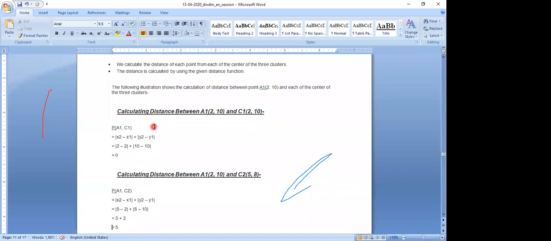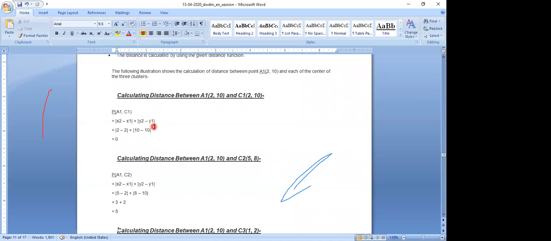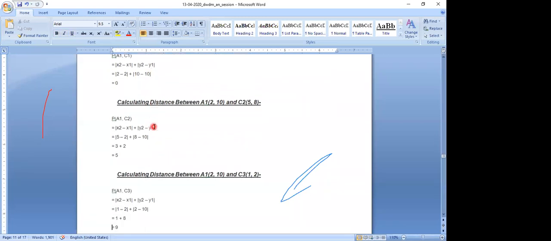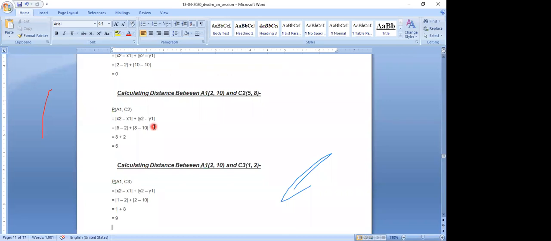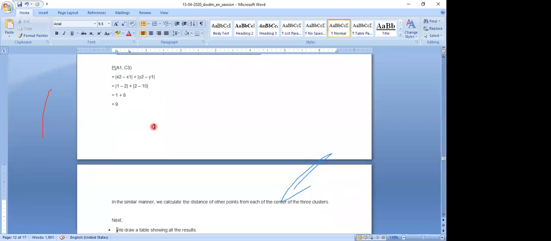Again, for the second cluster and the same data point, we have to calculate the Manhattan distance. The centroid here is 5, 8: mod of 5 minus 2 plus mod of 8 minus 10. Here, we are getting a value of 5. Calculating the distance between A1, 2, 10, and cluster 3, which is 1, 2, we get a value of 9. So for the same data point, for the 3 clusters, we are getting 3 different values. In a similar manner, we have to calculate for each data point to all the clusters.